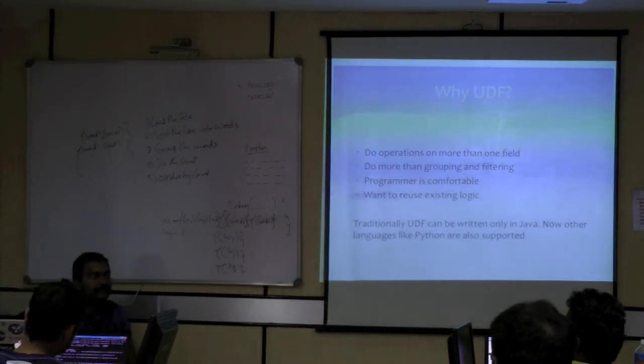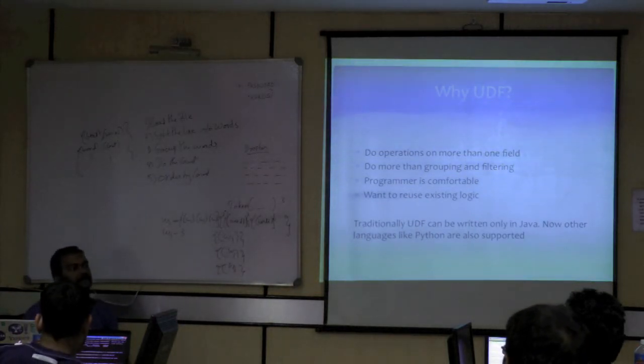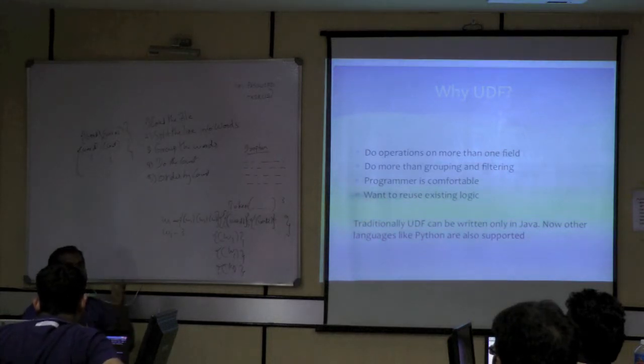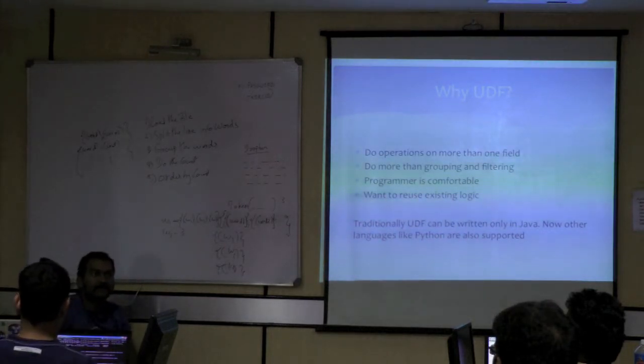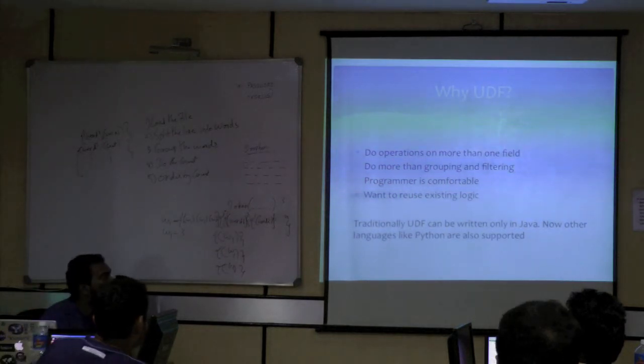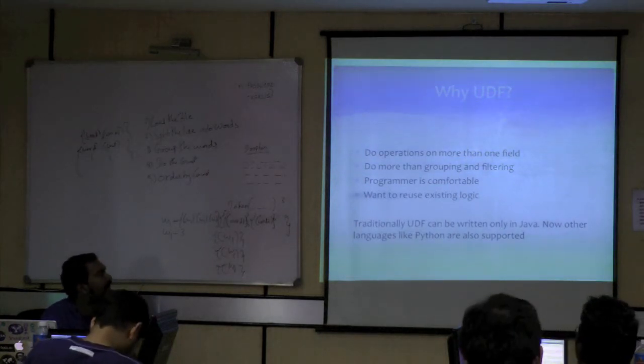So how do you find it? You can't filter it out using built-in functions. In that case, what you have to do is take both the fields and compute something. That process of computing can be offloaded to the UDF. So scenarios like that, where you might have to operate on more than one field, are one place where you might have to use UDF.